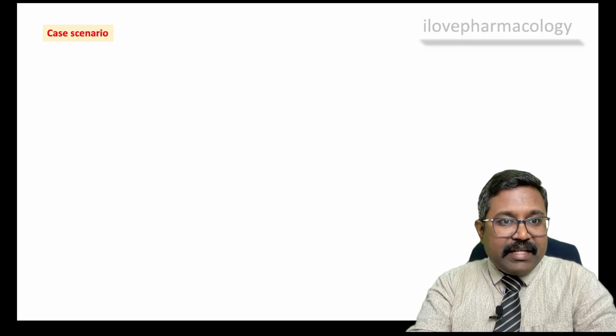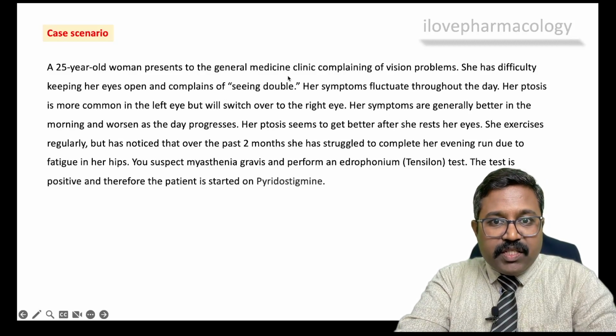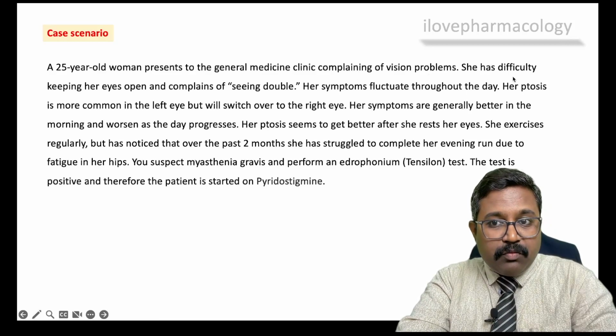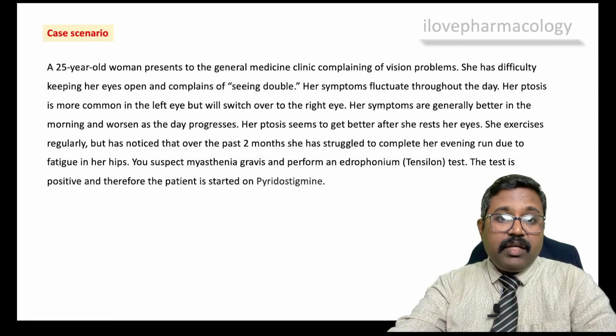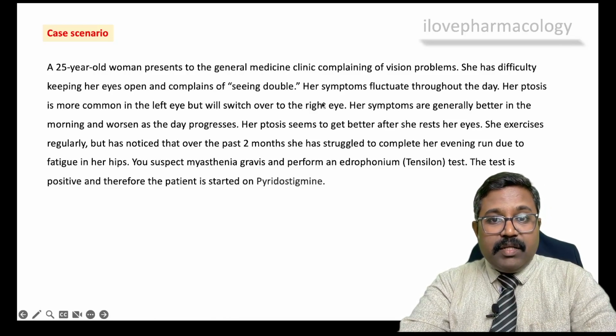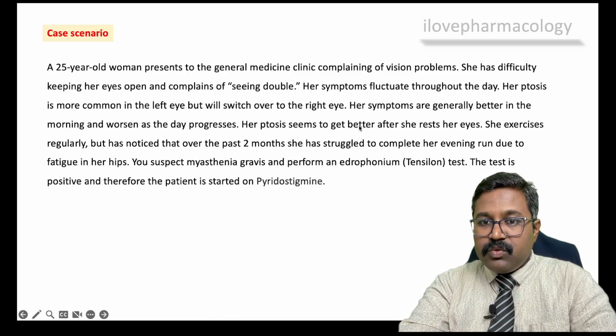Coming to the case scenario, a 25-year-old woman presents to the general medicine clinic complaining of vision problems. She has difficulty keeping her eyes open and complains of seeing double, diplopia. Her symptoms fluctuate throughout the day. Her ptosis is more common in the left eye but will shift over to the right eye. Her symptoms are generally better in the morning and worsen as the day progresses. Her ptosis seems to get better after she rests her eyes.